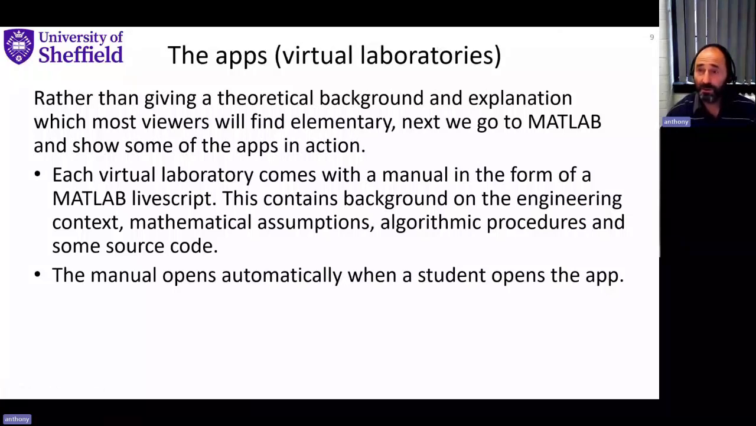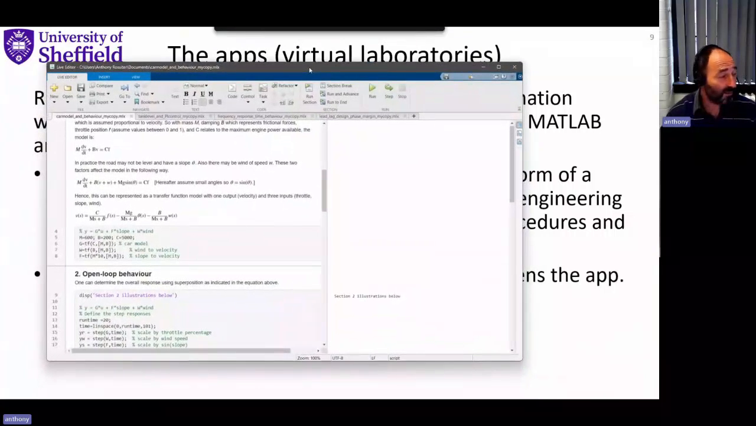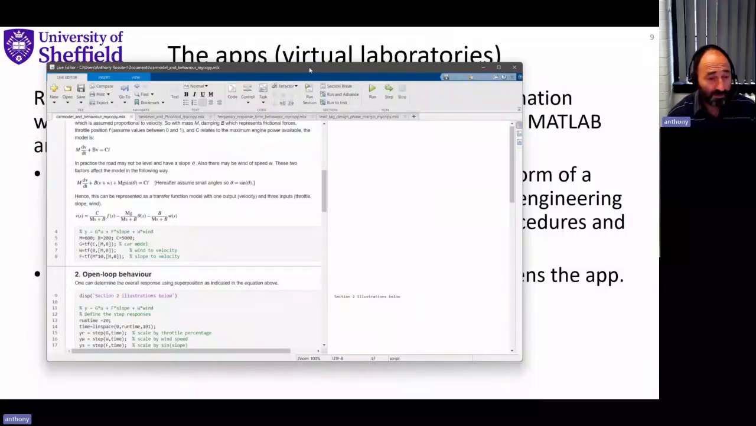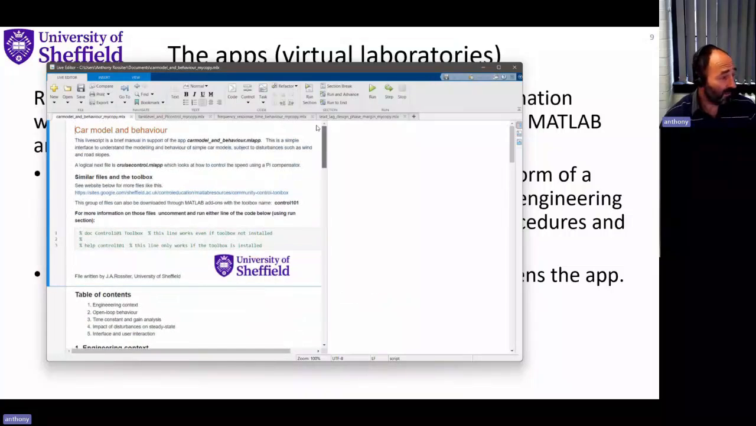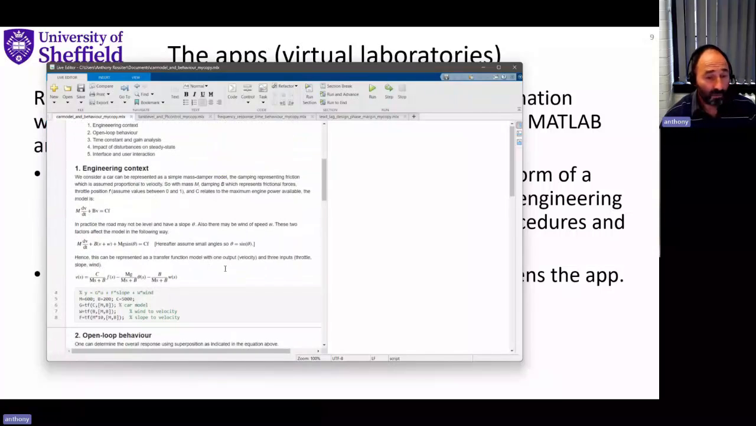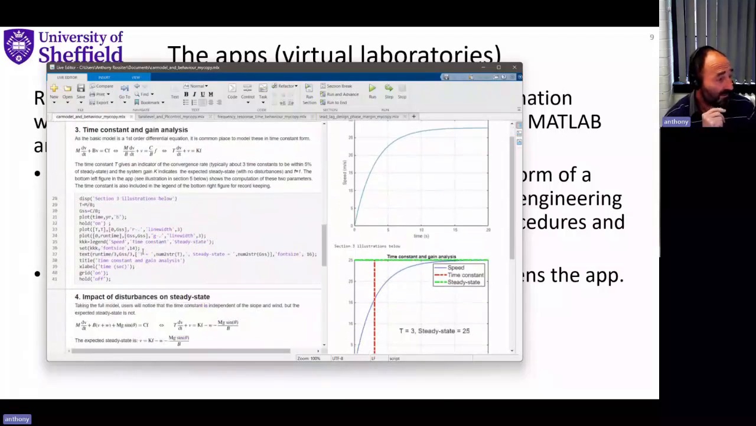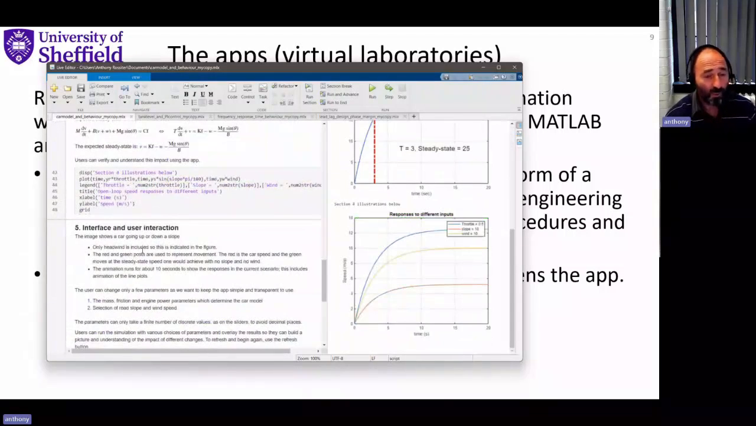Let's find my mouse. So when you run any of these virtual labs, the manual will open automatically. You don't have to look for it. The moment you open the app, the manual will open in the live script environment. So the one you can see at the moment is the manual that goes with car model and behavior. And what you can see is it gives some background here on the modeling assumptions behind the app. It gives a little bit of code so students can do things, a bit more code down here. So basically, the manual talks through what's going on behind the scenes of this app.